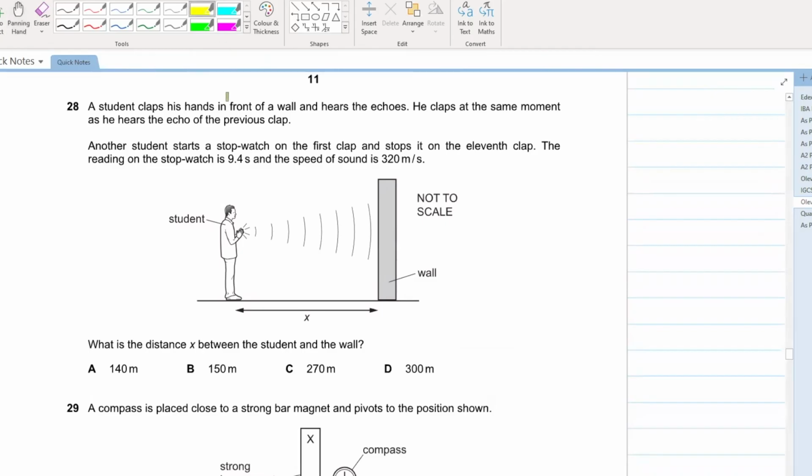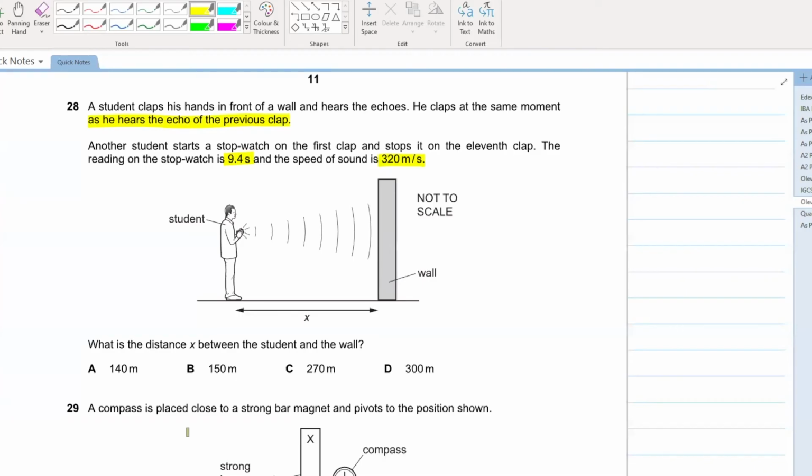Let's see this. A student claps his hand in front of a wall and hears the echoes. He claps at the same moment as he hears the echoes of the previous clap. Another student starts a stopwatch on the first clap and stops it on the 11th clap. The reading on the stopwatch is 9.4 seconds and the speed of sound is 320 m s^-1. What is the distance x between the student and the wall? We have to calculate the distance x between the student and the wall.